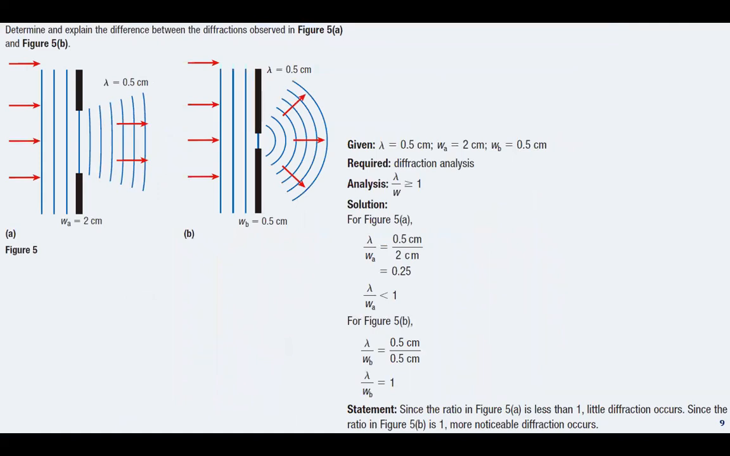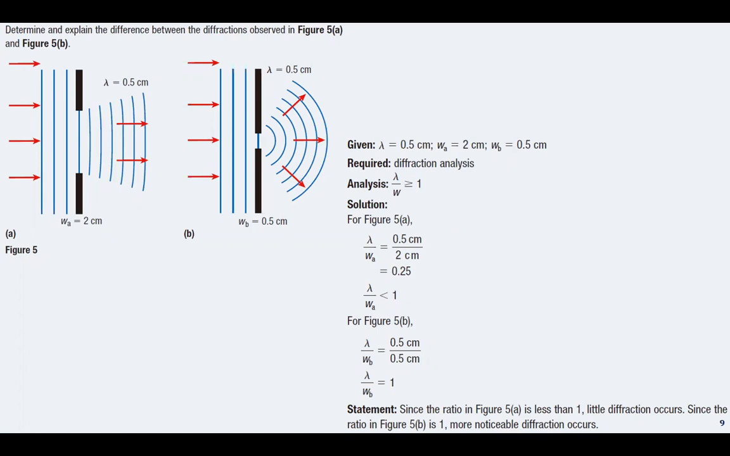All right, let's have a look at the solution here. So what is the difference between figure 5a and figure 5b? Okay, so for figure 5a, we can find the ratio between the wavelength and the width of the opening, which is lambda over WA. And this gives us 0.5 centimeters over 2 centimeters. And this ratio is 0.25.